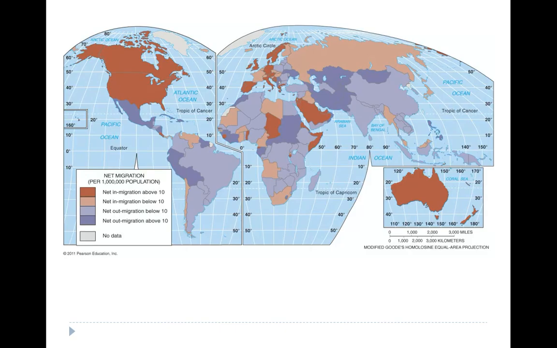This map talks about net migration. You'll notice that all of the reddish, brownish countries have net in migrations, meaning they have more people moving into these countries. The purple countries have net out migrations or negative net migrations. These are countries in which people are leaving. You will notice that parts of Europe and the United States and Canada and Australia and New Zealand have very high net in migrations. These are considered areas which are desirable and people are moving to.